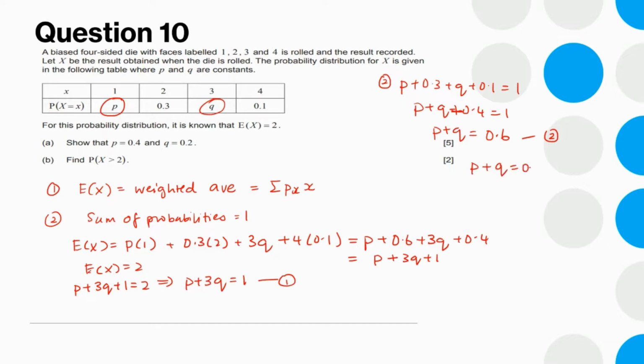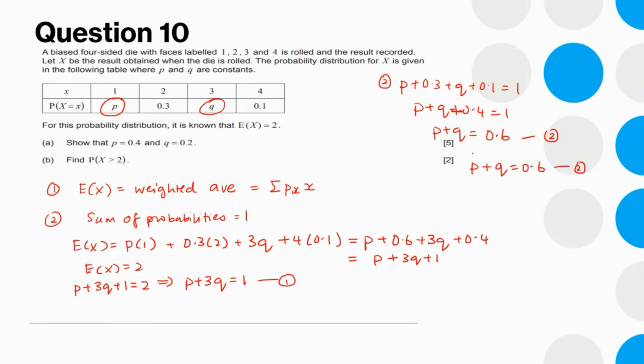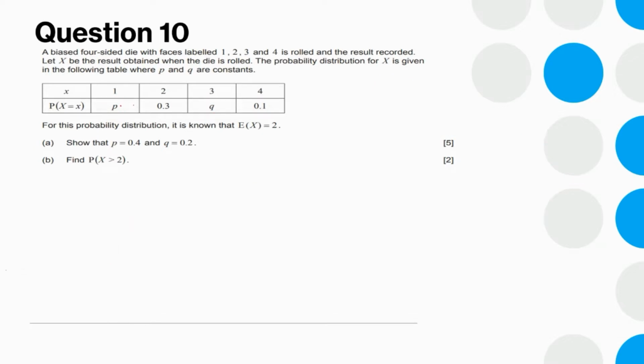Now that I have two equations, I'm going to solve simultaneously. Equation 2: P plus Q equals 0.6. Equation 1: P plus 3Q equals 1. I'm going to use the elimination method. 2Q equals 0.4 and Q equals 0.2. Since P plus Q equals 0.6, therefore P plus 0.2 equals 0.6 and P equals 0.4.